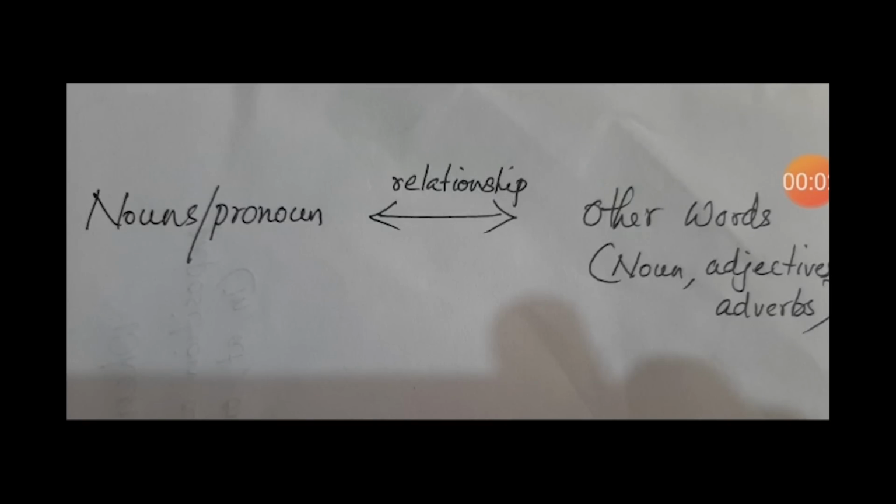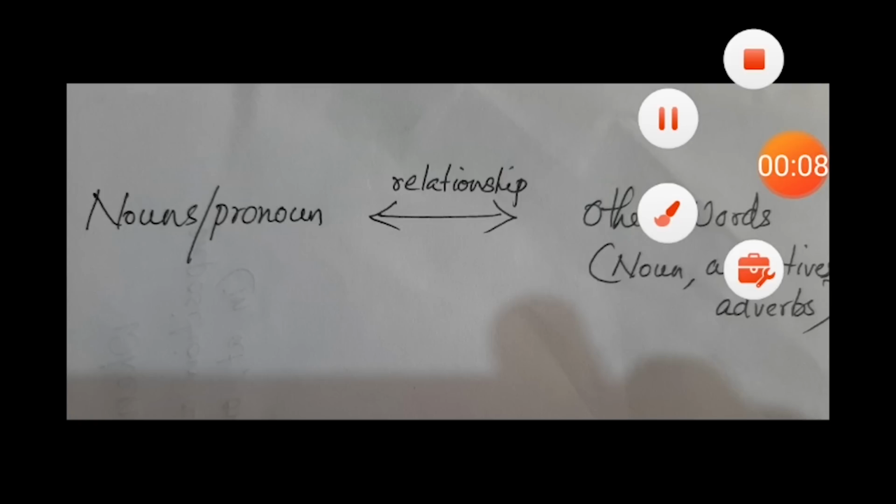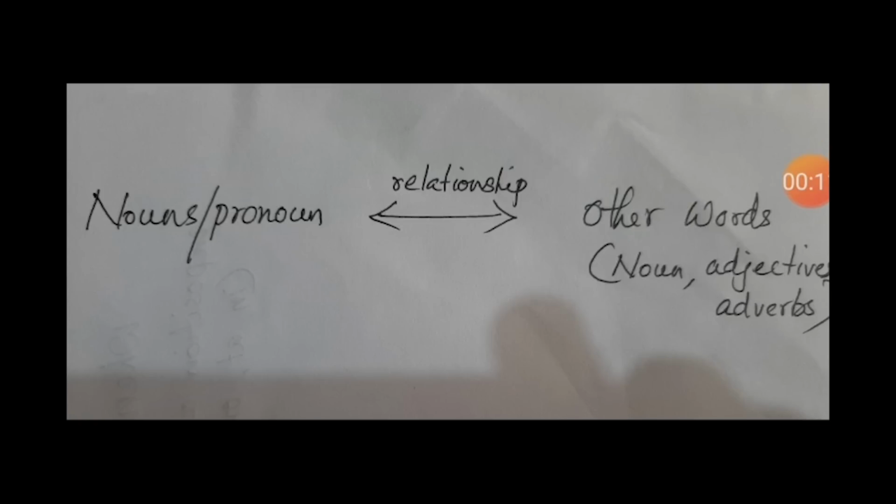What are prepositions? Prepositions are words used to link nouns or pronouns with other words. What are nouns? We have already learned: the name of a person, a thing, a place, or a feeling. And pronouns mean he, she, we, they, it, etc. And what are the other words? That includes nouns, adjectives, the describing words we have learned, and adverbs. Prepositions are the linking words. Linking words means joining this side to this side.